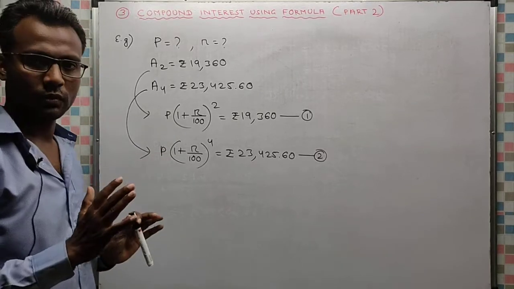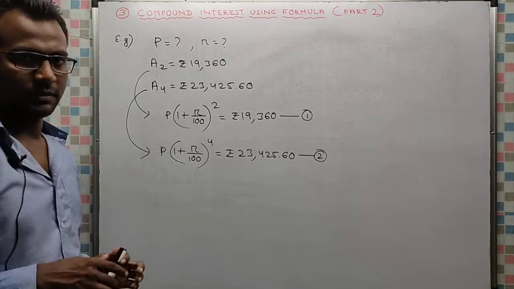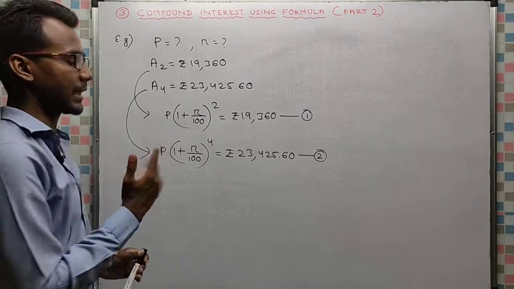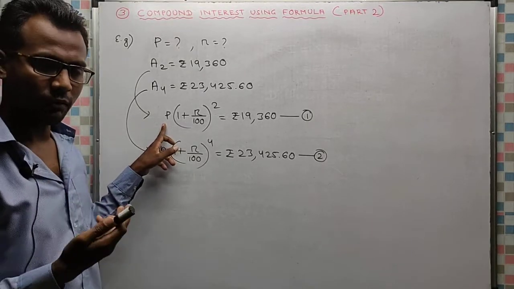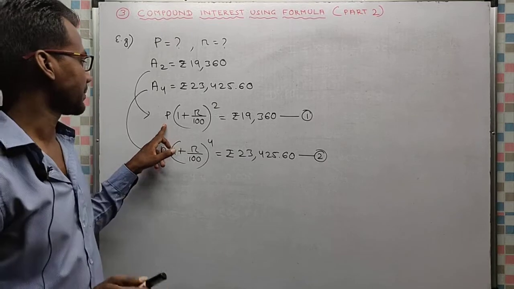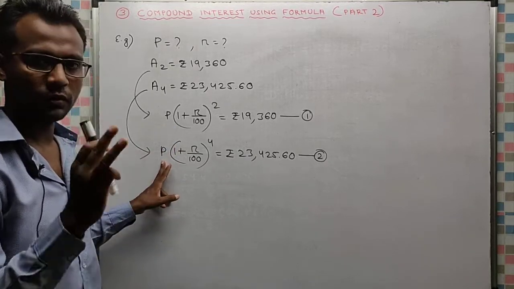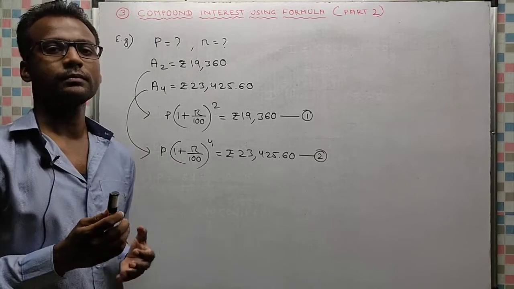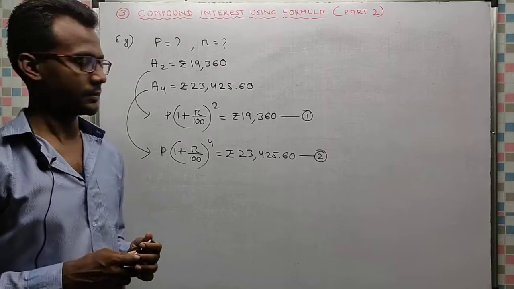Now what can we do with equations 1 and 2? If we divide, then P can get cancelled. This equation we are not able to solve. Why? Because there are two unknowns, P and R. Here also we are not able to solve because we have two unknowns, P and R. So what can we do? To remove one unknown, we can divide one equation by the other.